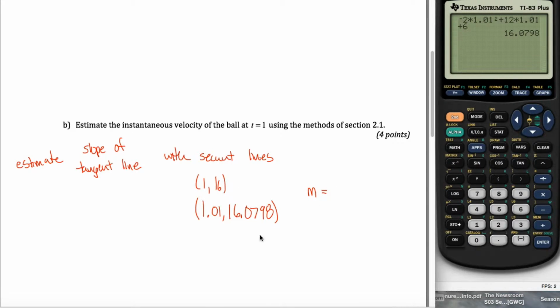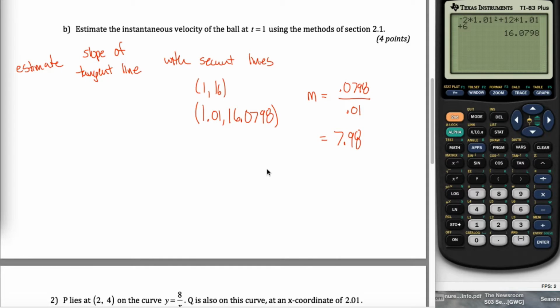And with these 2 points, I can calculate the slope of that secant line. I can say the slope is the difference in the 2 y-coordinates, so this number minus this number, which leaves me with 0.0798, divided by the difference in the 2 x-coordinates, so this number minus this number will give me 0.01. You can evaluate this. You can divide by 0.01, multiply the top and the bottom by 100, move the decimal place twice, you get 7.98. So the slope of this secant line is 7.98. I want to estimate the slope of the tangent line. I don't know, this is pretty close to 8. Maybe that's my answer. It is my answer.